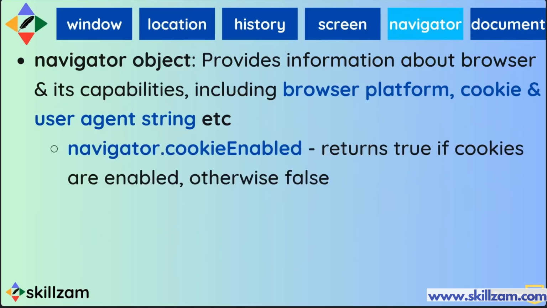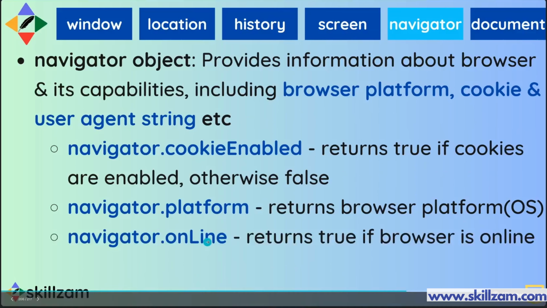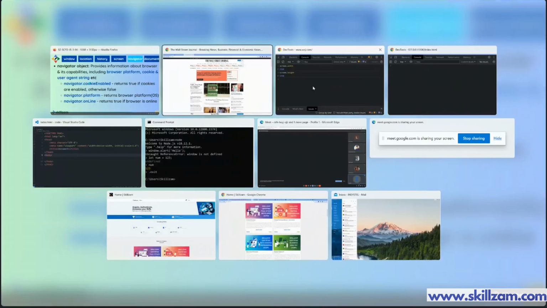For example, if I say navigator.cookieEnabled, what is it going to return? It is a boolean property. It returns true if cookies are enabled, otherwise false, for the website that you're talking about on that browser. And .platform returns the browser platform, which is the operating system that the browser is running on. And onLine will return true if the browser is online. Now let's take that one by one.